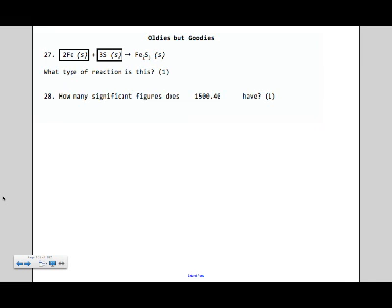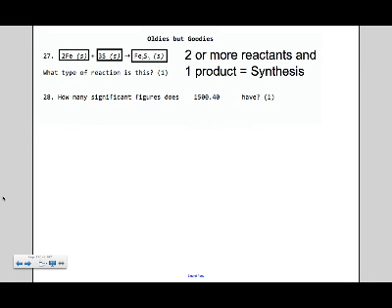Oldies but goodies, what type of reaction is iron plus sulfur produces iron sulfide? Well, you've got two reactants and one product. Two or more reactants with one product is going to be synthesis every time.